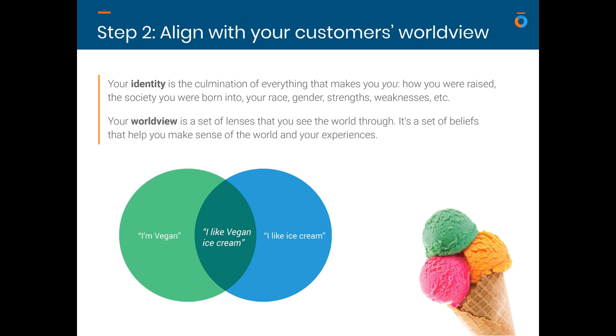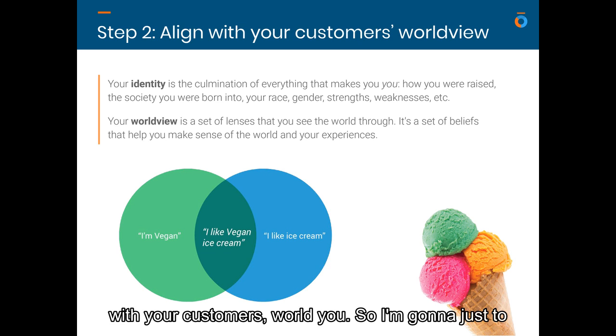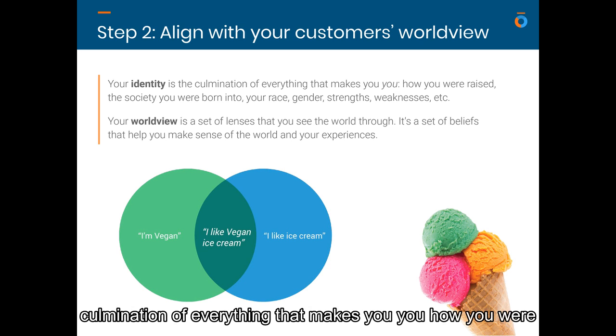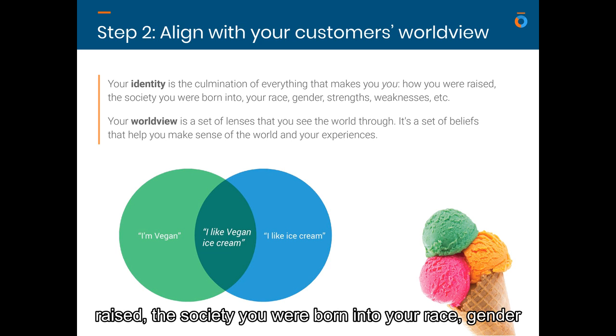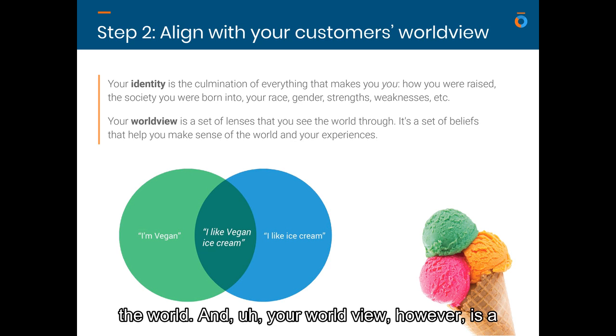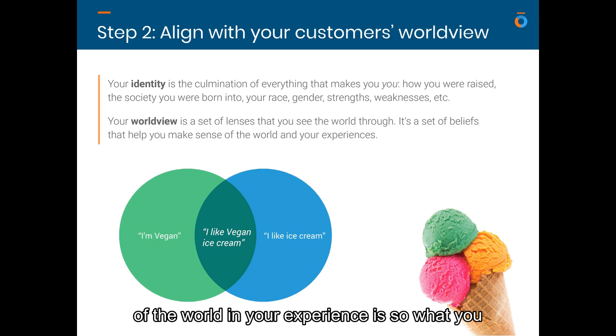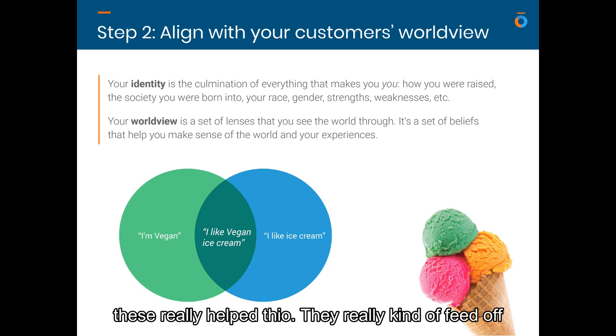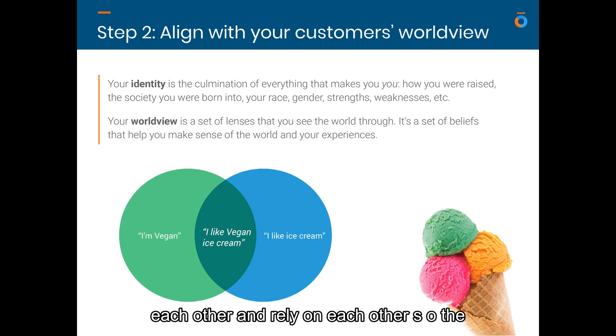So next, you want to align with your customer's worldview. Just to help define a couple pieces here, your identity is the culmination of everything that makes you, you. How you were raised, the society you were born into, your race, gender, strengths, weaknesses, etc. It's how you see yourself within the world. Your worldview, however, is a set of lenses that you see the world through. So it's a set of beliefs that help you make sense of the world and your experiences. The beliefs are really core to your identity, so these really feed off each other and rely on each other.